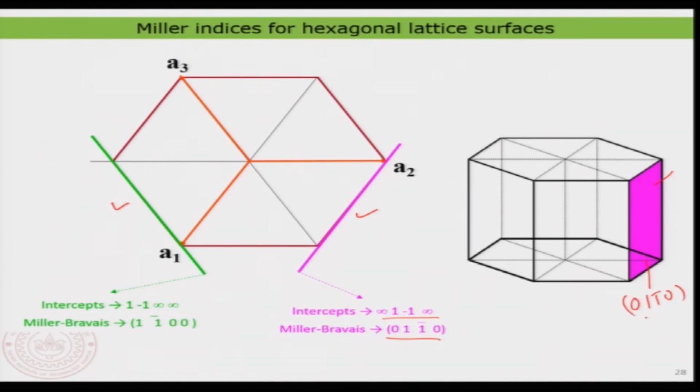You can actually create as many surfaces as you want. Please do it as a couple of exercises. You can try to understand and create different types of planes using the Miller-Bravais indices for the hexagonal lattice.